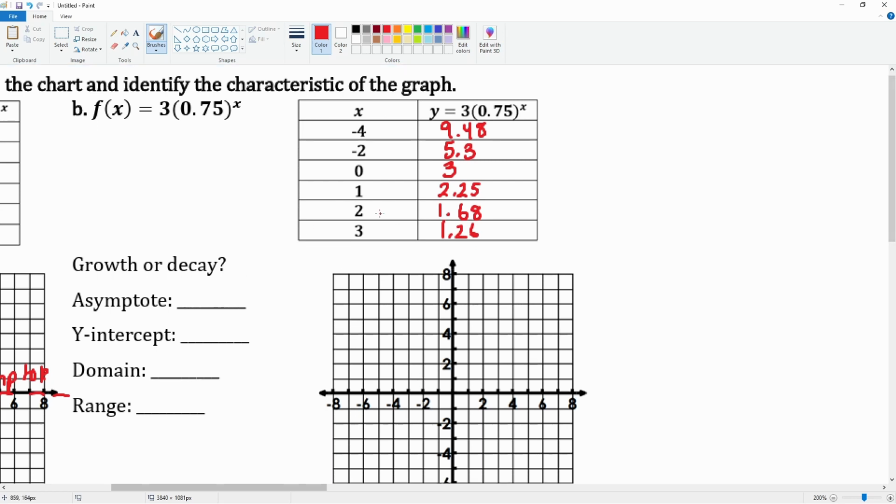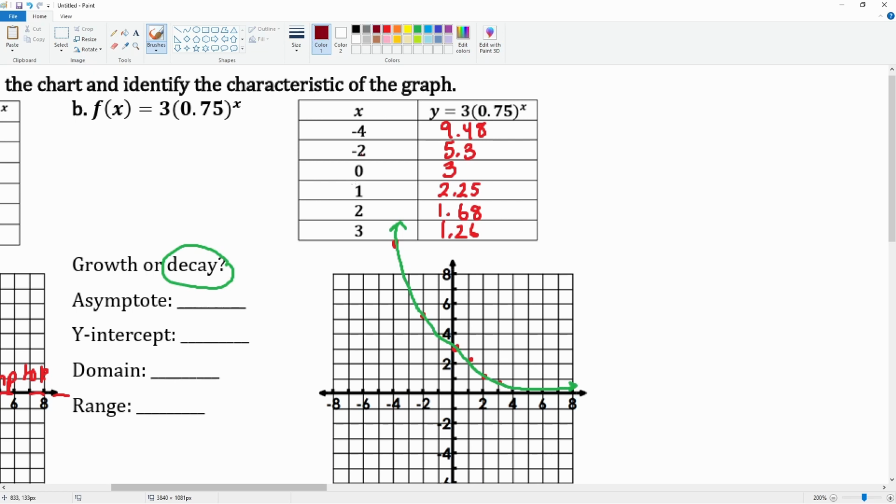So -4, it's all the way up here somewhere. -2 is 5.3. Looks like it's right here. 0, 3, it's right here. 1, 2.5, looks like it's right here. 2 looks like it is 1.68. 3, 1.22. Right? Okay, it curves all the way like this. So this is a decay.